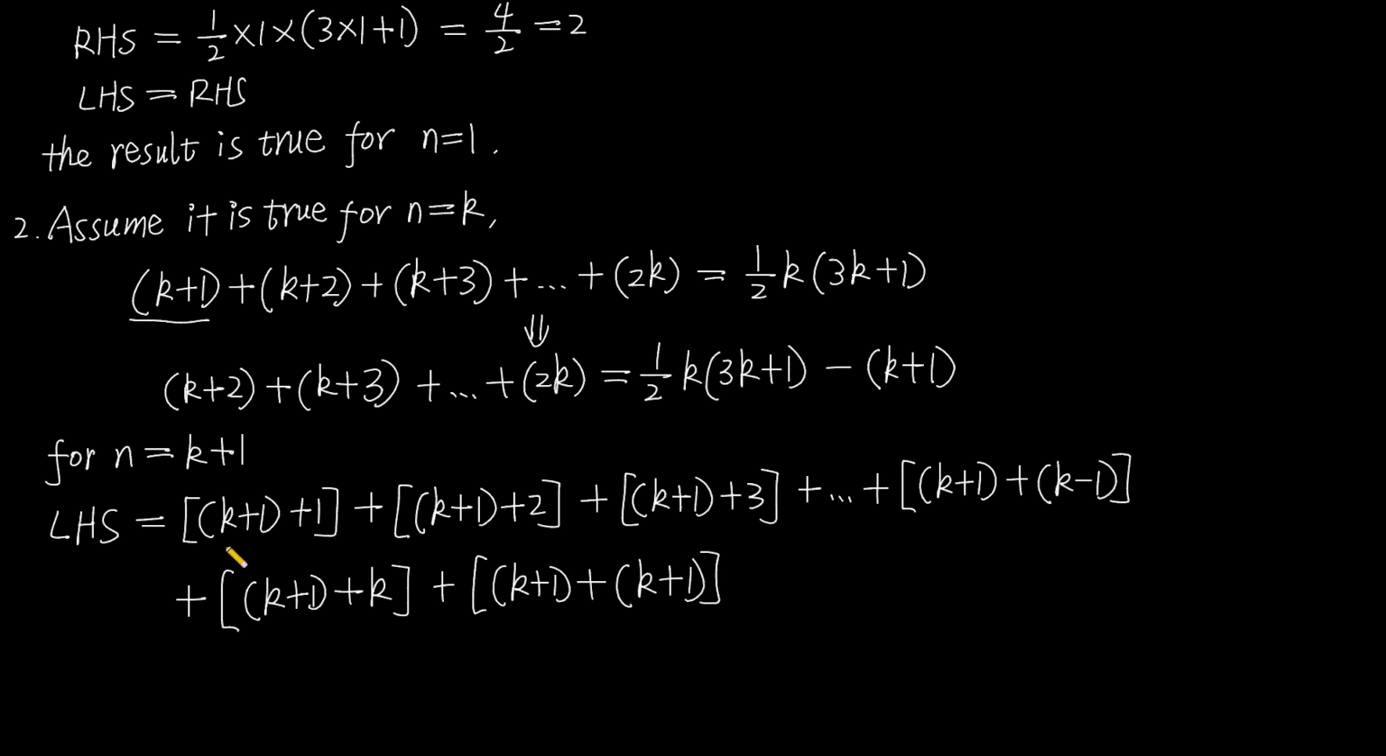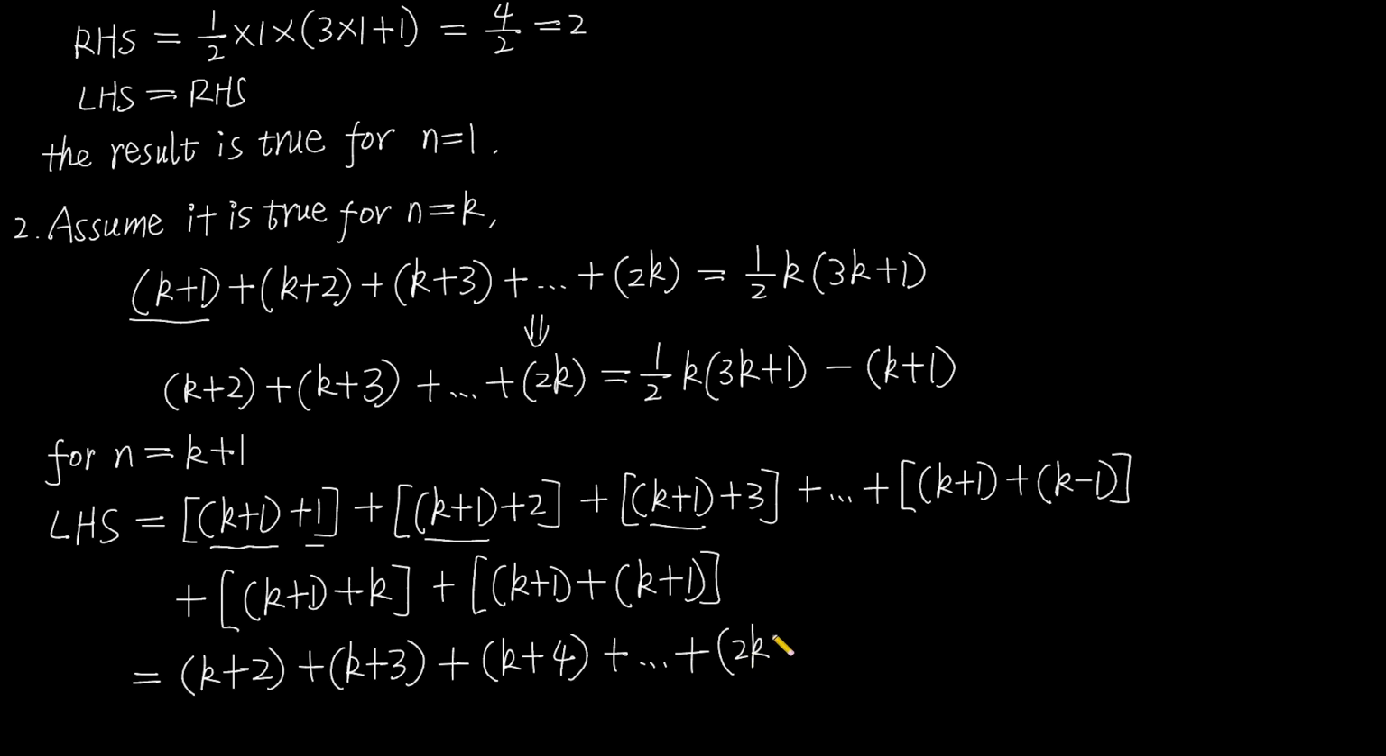Because it is k plus 1, in each term, here is k plus 1, k plus 1, k plus 1. And the second term is 1, 2, 3, 4, going until k minus 1, then k plus 1. This equals k plus 2 plus k plus 3 plus k plus 4 plus 2k plus 2k plus 1 plus 2k plus 2.